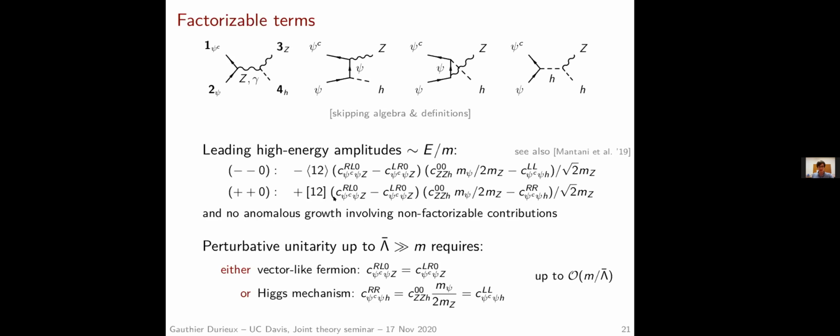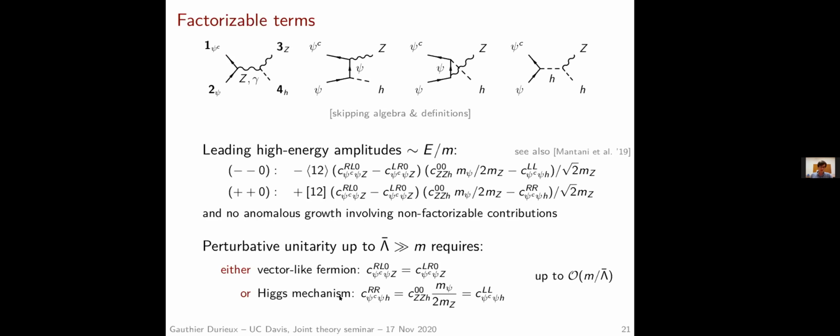The coefficient of those longitudinal amplitudes has this interesting behavior that it factorizes into two pieces. The first piece is basically the left-handed coupling of the fermion to the Z minus the right-handed coupling of the fermion to the Z. The second factor is the gauge coupling times the fermion mass divided by the vector mass minus the Yukawa coupling. If you want to, again, ensure perturbative unitarity up to a scale lambda much bigger than the masses, we have two possible choices. Either this first term should vanish up to non-renormalizable corrections, or this second factor should vanish. And in the first case, again, we end up with a vector-like fermion having identical left and right-handed couplings.